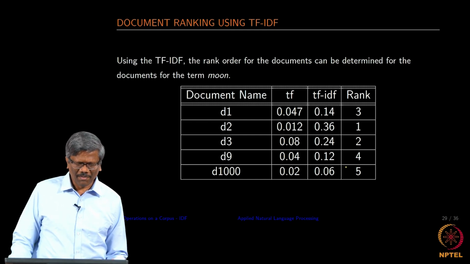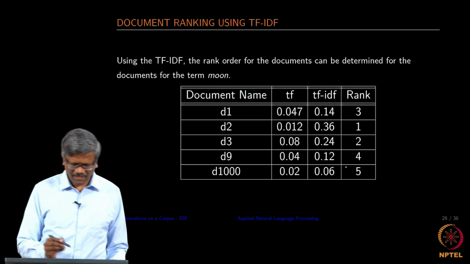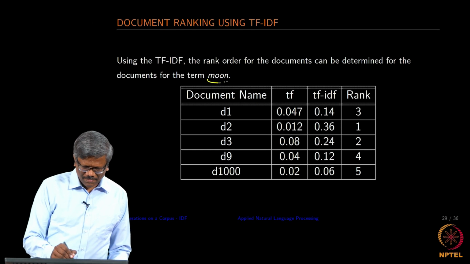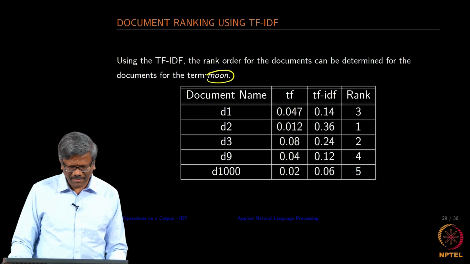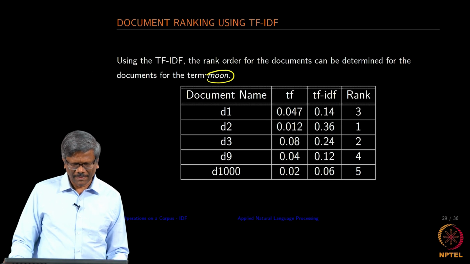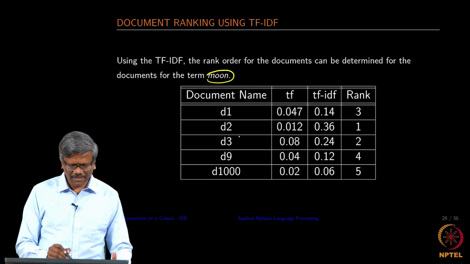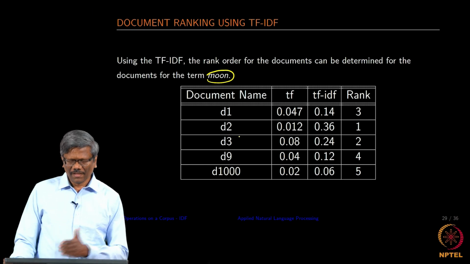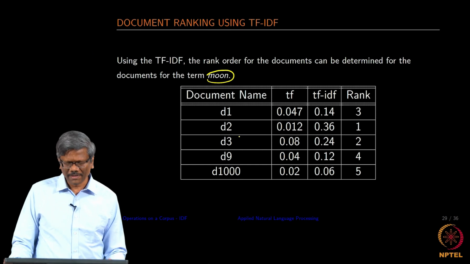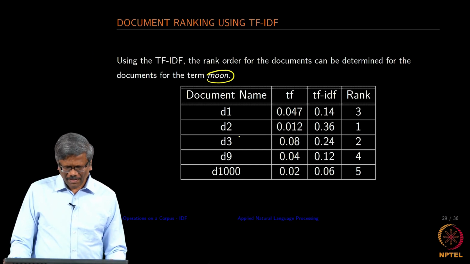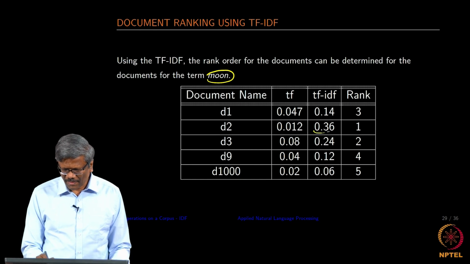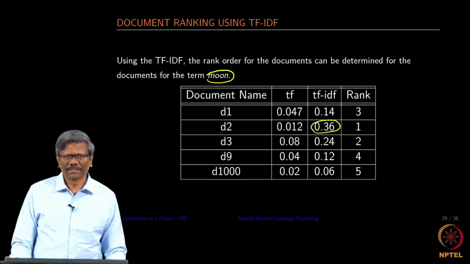So, this is one of the applications of TF-IDF, using which you can find the ranks of the documents based on the word "moon" here, right. What we are seeing in the table here is the TF-IDF for the word "moon" for documents 1, 2, 3, 9 and 1000. So, if you consider these 5 documents, the ranking would be like this. The one with the highest score will be termed as rank 1.